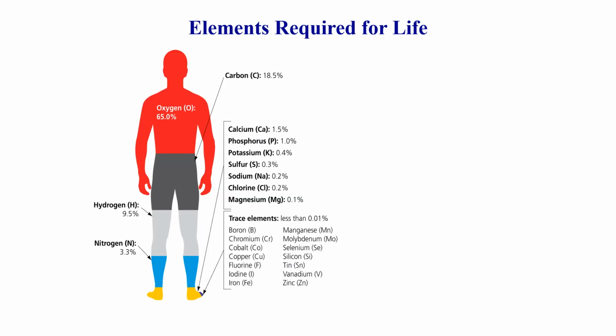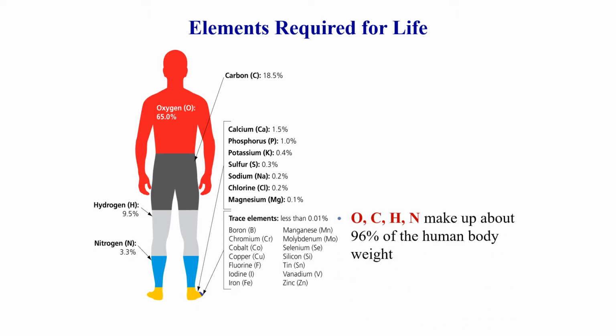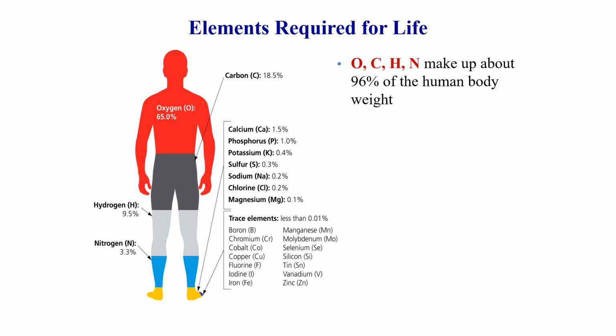So if we look at the body and break up what elements our body is composed of, most of our body is going to be made out of oxygen, carbon, nitrogen, and hydrogen. That makes about 96% of the human body. We then have a smaller percentage that is going to be made out of calcium, phosphorus, potassium, sulfur, sodium, chlorine, and magnesium. Okay, so that's going to make up most of that.